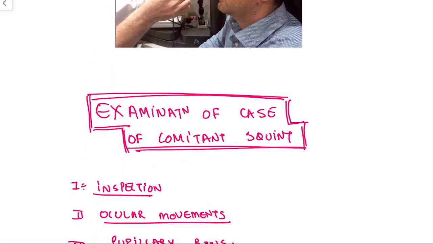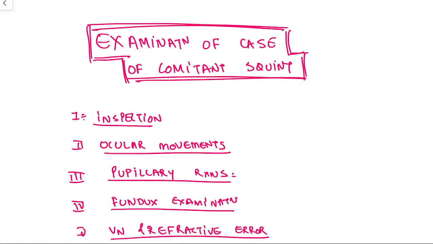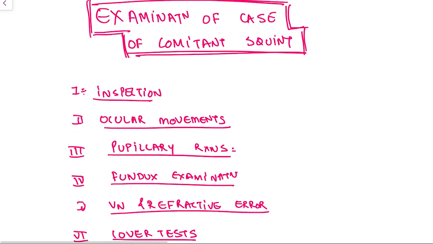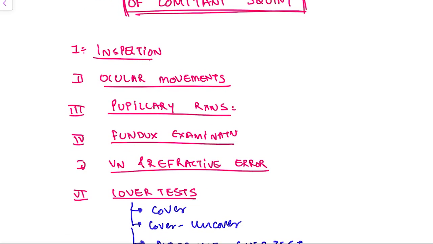Fine. Now the examination of a case of comitant squint. Many of the tests I have already told you in the examination of a case of latent squint, but there are some tests which are done exclusively in comitant squint. I will be discussing only those in this section. First of all, inspection, which I have already told you. The second one is the ocular movements. You have to check the ocular movements in every direction: in primary gaze, secondary gaze, and tertiary gazes. You also have to check the pupillary reactions, to rule out any history of trauma or any third nerve or fourth nerve involvement; in the third nerve the pupil may be affected.